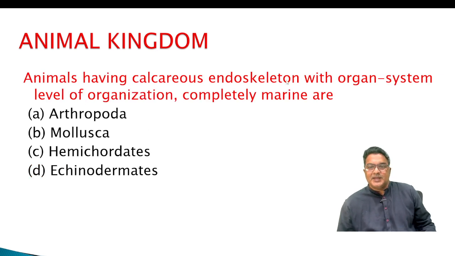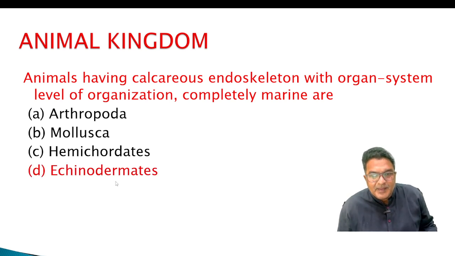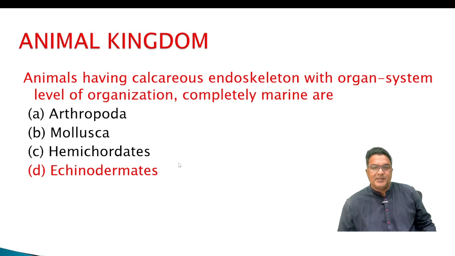Animals having calcareous endoskeleton with organ system level of organization, completely marine. I think we can leave Arthropoda for completely marine because two-thirds of the species are present in all types of habitat. Then leftover: Mollusca, Hemichordata, and Echinodermata. In them, organ system level is there for all, because organ system is there from Aschelminthes to Chordata. Then completely marine is required. Completely marine calcareous endoskeleton is the characteristic feature of Echinodermata.